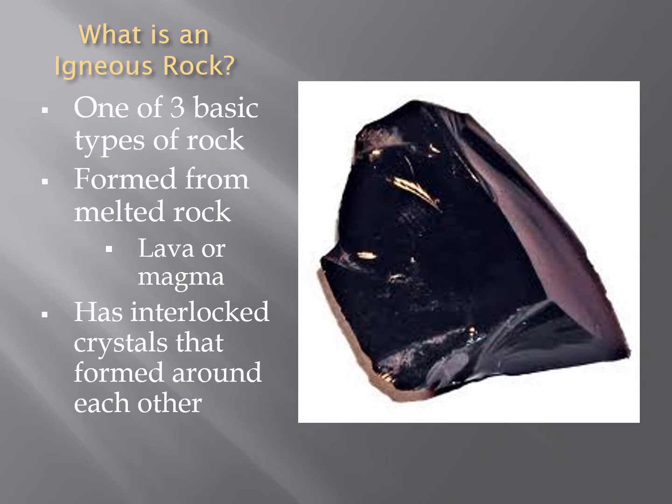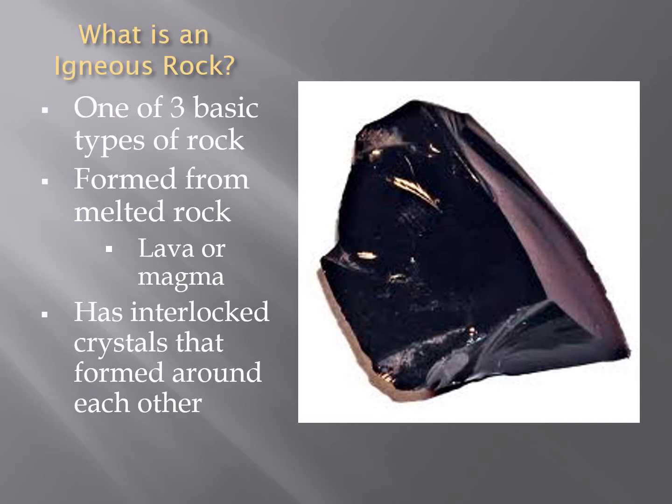So here we have obsidian, which is one of the igneous rocks. It's a volcanic rock, also known as volcanic glass. It looks very glassy in nature, and it has no visible crystals whatsoever. You can't see any. It's completely smooth, completely glassy.